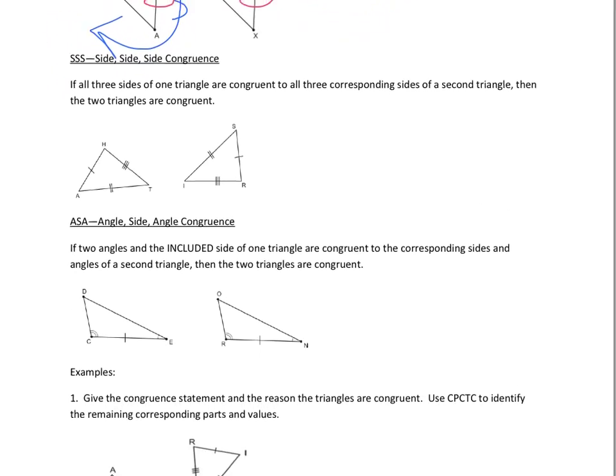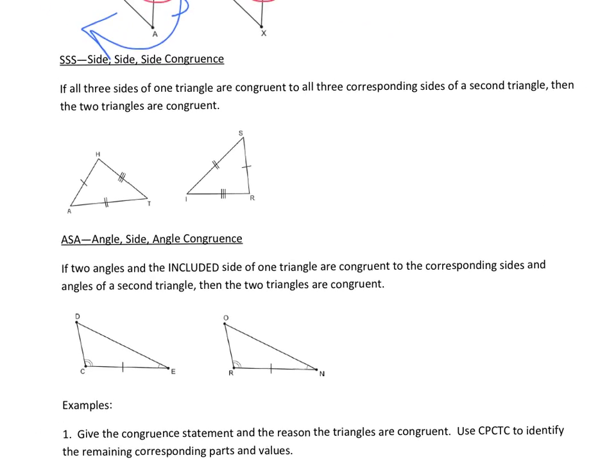Okay, let's go to side, side, side congruence. This one's pretty cut and dried, straightforward. If you notice, side AH is congruent to side RS, and these aren't sitting the same direction here. Side AT in this triangle is congruent to IS over here, and side HT is congruent to side IR. So this one's pretty straightforward. No matter if you go counterclockwise or clockwise, we're not dealing with any angles, so it's side, side, side. SSS proves triangles are congruent.